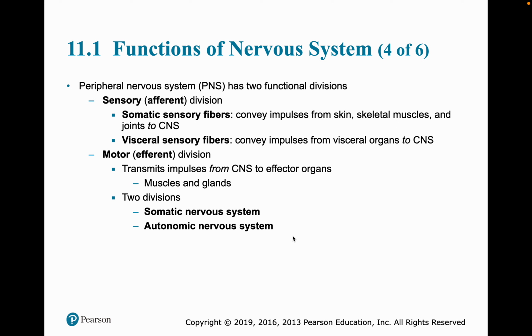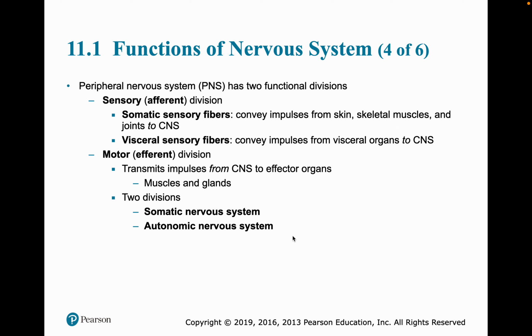And the motor or efferent division is going to take impulses from the central nervous system to the effector organs. Those effector organs are muscles and glands. And the motor division is divided into two divisions itself: those that we have conscious control over and those that need to happen automatically. So we have a somatic nervous system going to skeletal muscles, and we have an autonomic nervous system that goes to primarily glands, but also to some organs themselves.